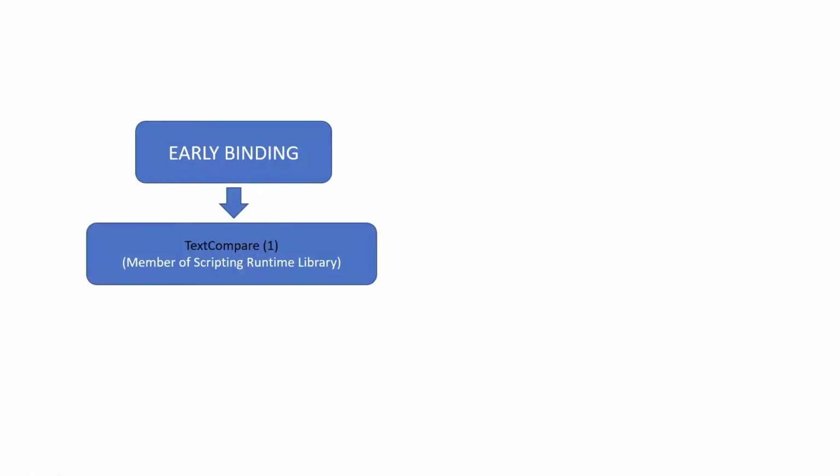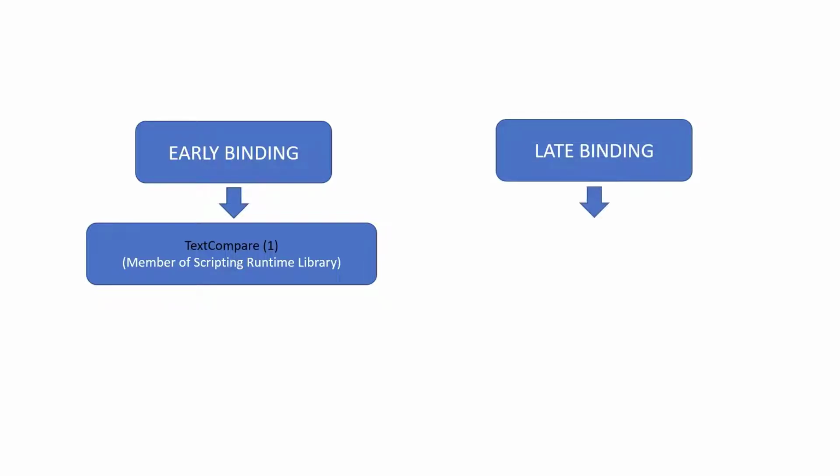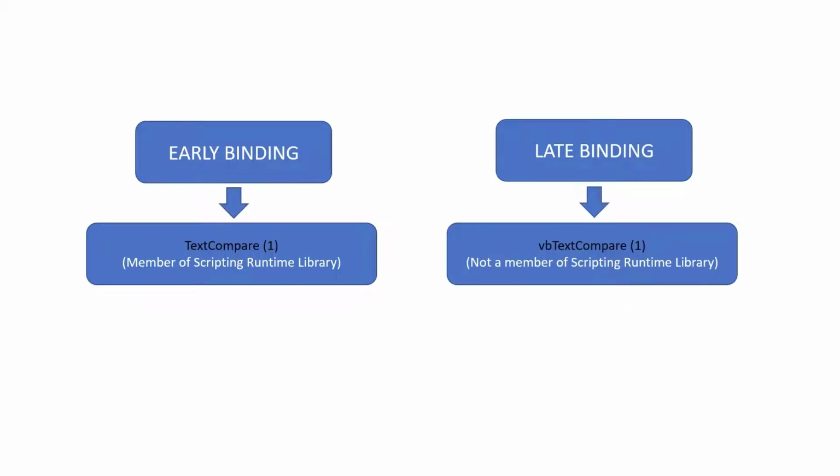If you're early binding like we are doing it here, then you will be given an option text compare and not VB text compare, as text compare is a member of scripting runtime library. When you're late binding, then you cannot use text compare. You'll have to use VB text compare. Both have the same value, which is 1. So in early binding, you can either use text compare or VB text compare or simply 1. And in late binding, you can either use VB text compare or simply 1.